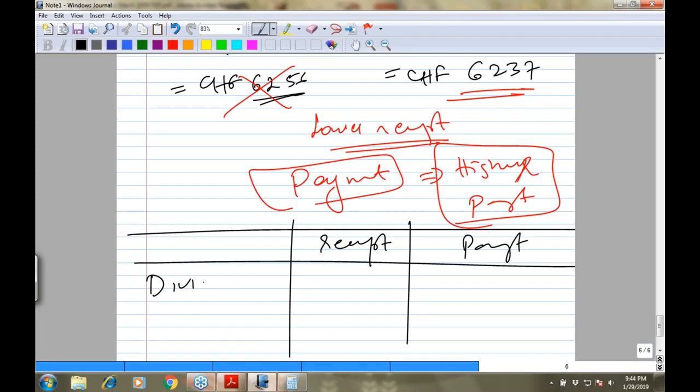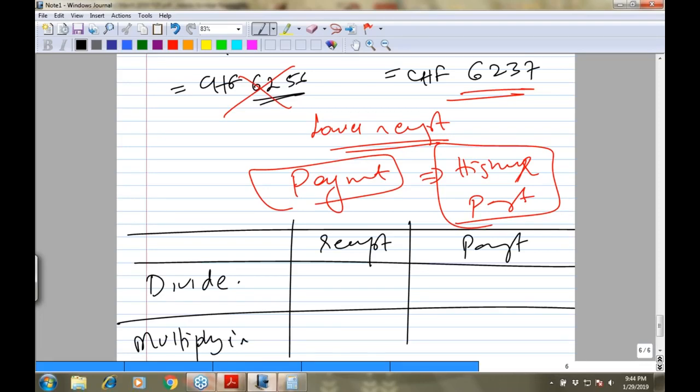If the exchange rate is dividing or if the exchange rate is multiplying, then how do you need to go about it? If the exchange rate is dividing, for the receipt you need to take the higher rate, and for the payment you need to take the lower rate. And it's going to be the other way around when multiplying: you need to take the lower rate here and the higher rate here.